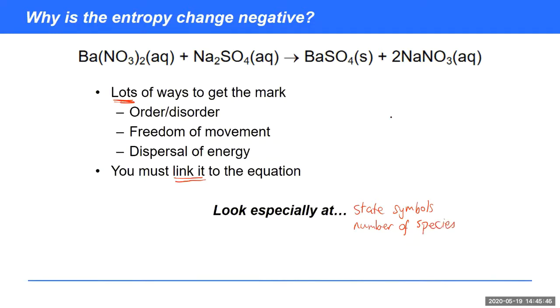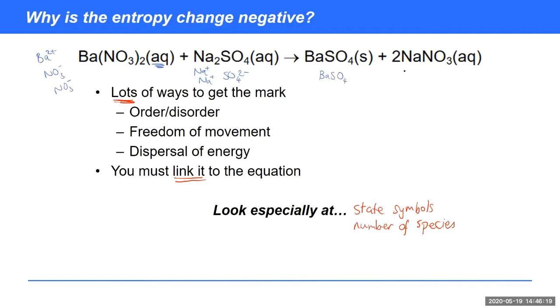Now, about 6 of you got the last one wrong. You said that there are more products than reactants, and that was a reason for an increase in entropy. That you've got to watch, because remember, in an aqueous solution, these ions will be separated. So you've got Ba2+, you've got NO3-, and you've got another NO3-. Same with this one. You've got Na+, and there's two of them, and you've got SO4 2-. Whereas on this side, this is a solid, so you've just got a single particle there, BaSO4.